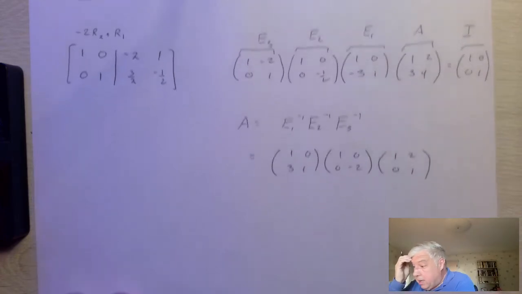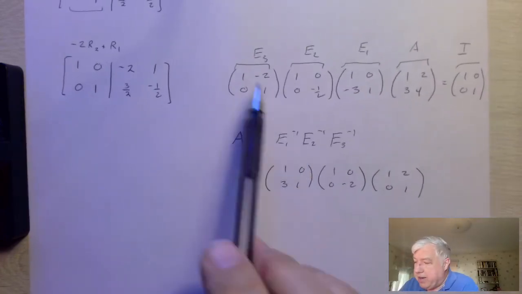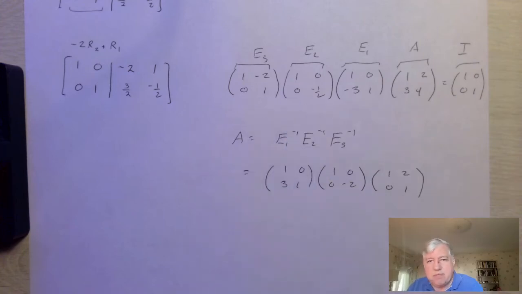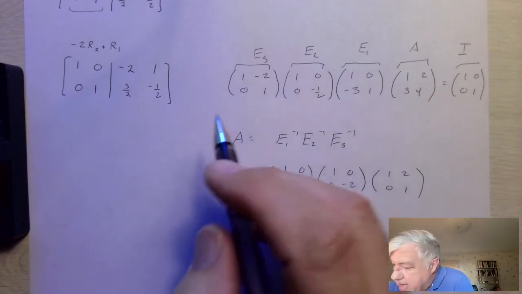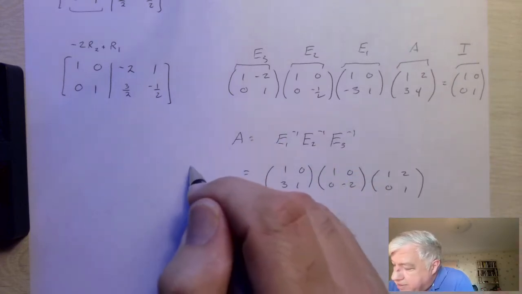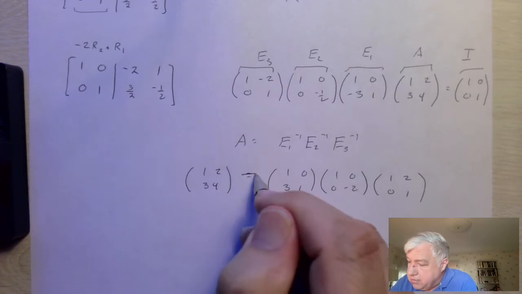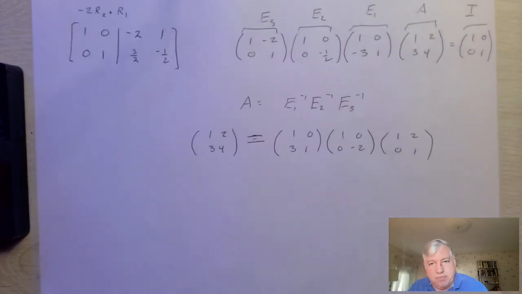Okay. And again, what we're doing is we found these inverses just by taking the inverse of the elementary row operations that they represented. Okay, so this is A, and if you multiply this out, this in fact is equal to 1, 2, 3, 4. Okay. If you don't believe me, just multiply this out.